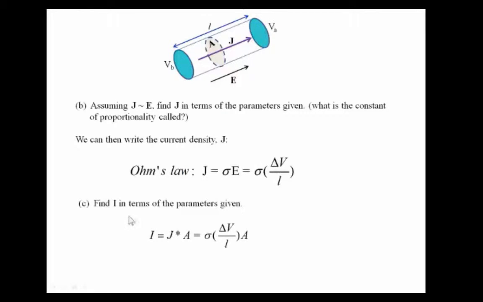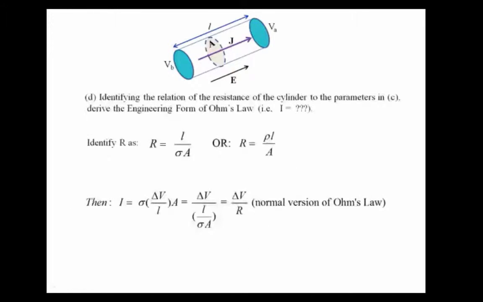Finding I in terms of this equation up here is very simple because we just multiply by the area. So we end up with the current density times A, which would give you the current. The last part is to change this into the form that you're used to using. We first of all identify R as being the length of the system divided by sigma A. So we can just solve for R and we get rho L over A, because sigma is 1 over rho. So these two equations are equivalent to each other.